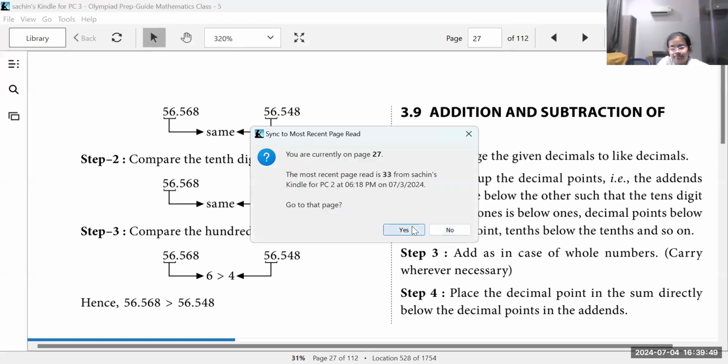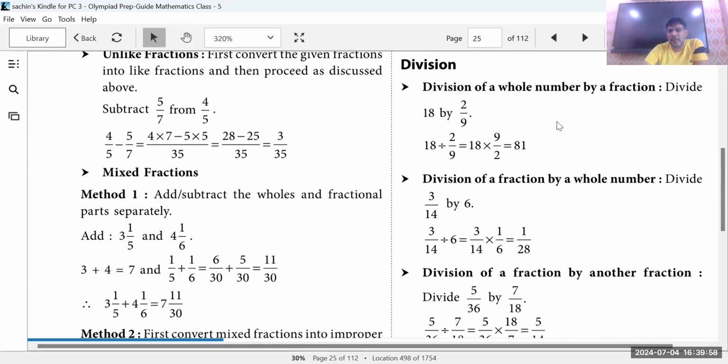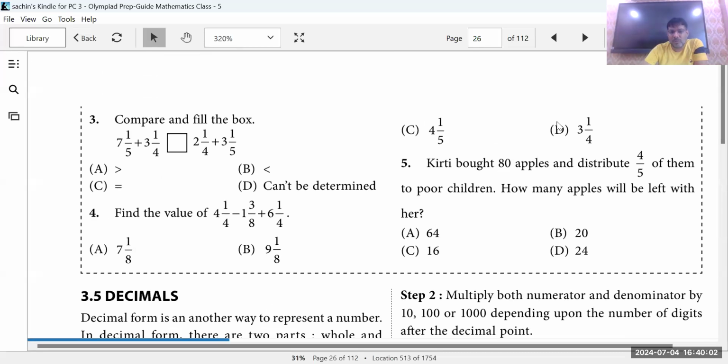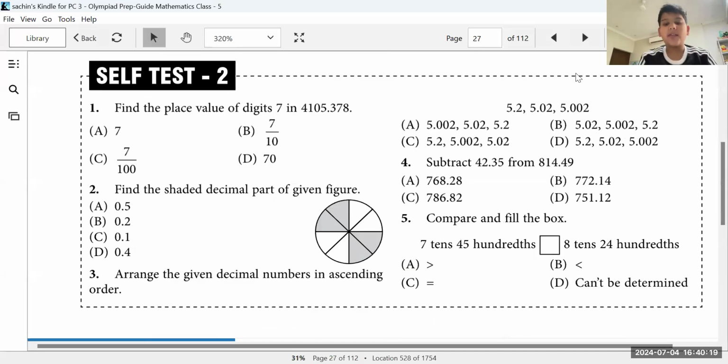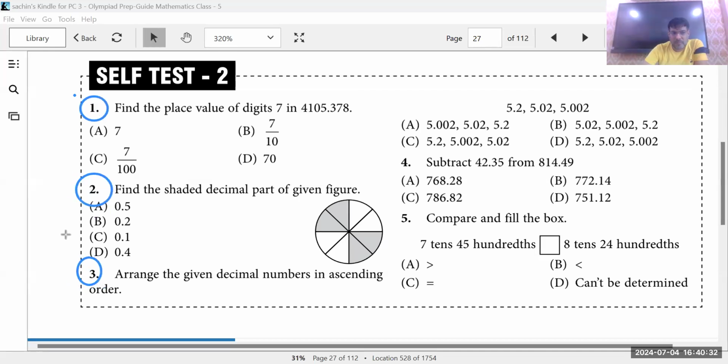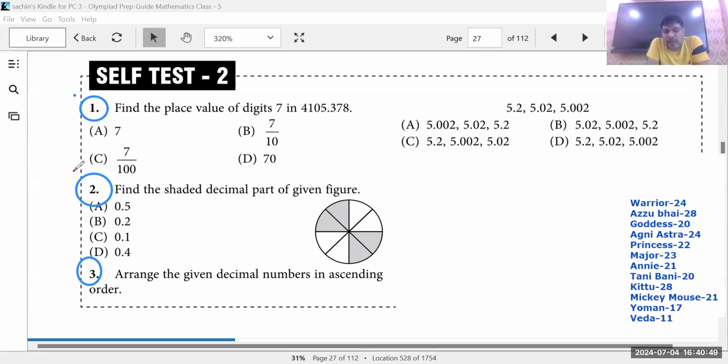Really? Yeah, really. So I think these 5 questions we did, correct? Yes or no? No, sir. I think we did these 5 questions long time back. We did not do them. Sir, we did them. We did. So now you will do these. 1, 2, 3. So remember, to compare decimal numbers, we have to make them into like decimals.